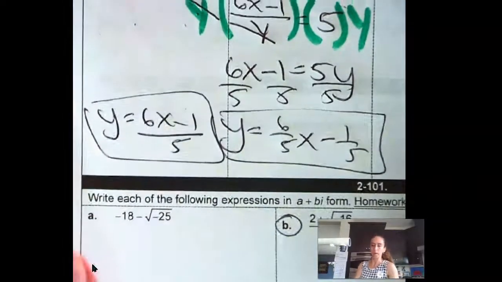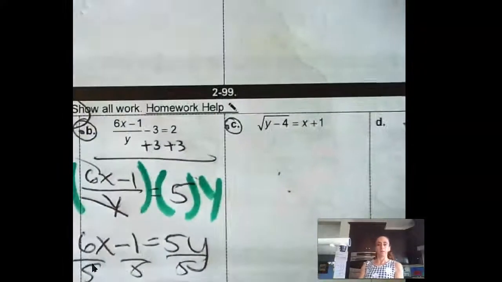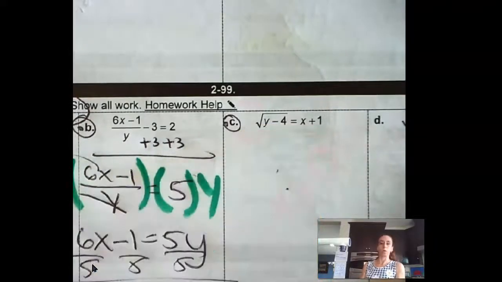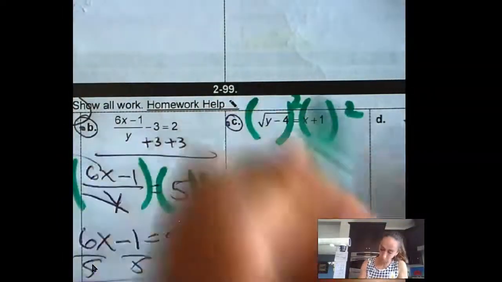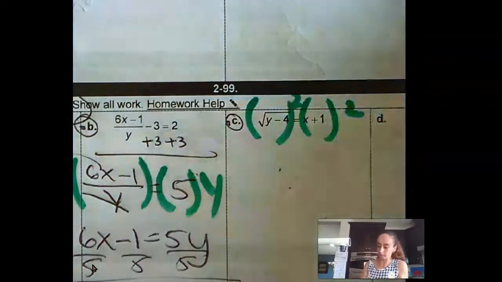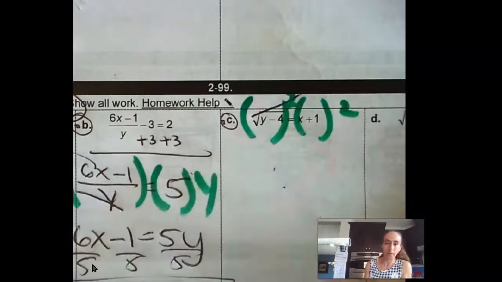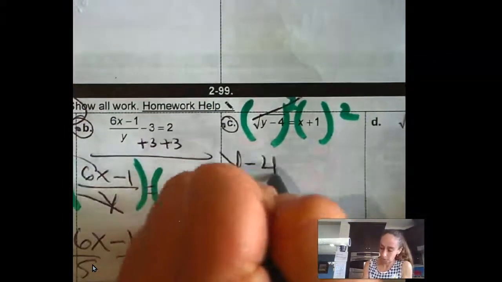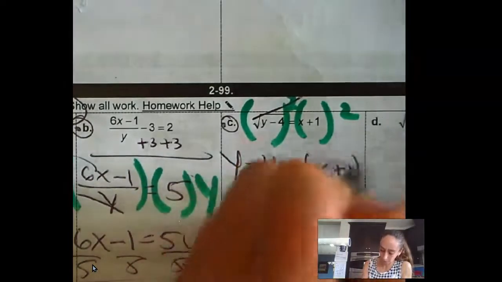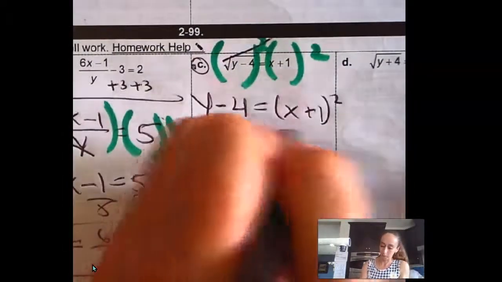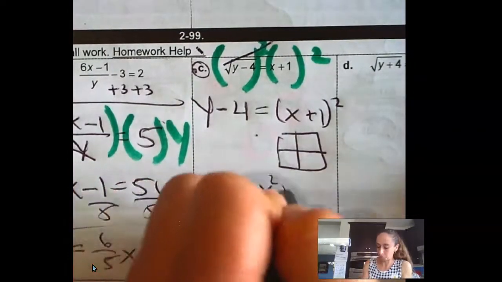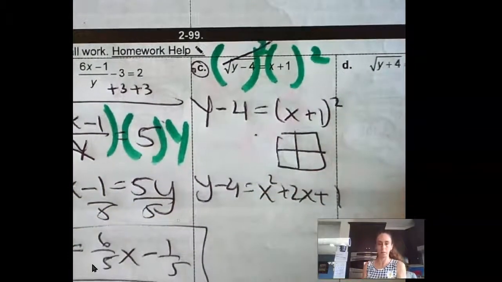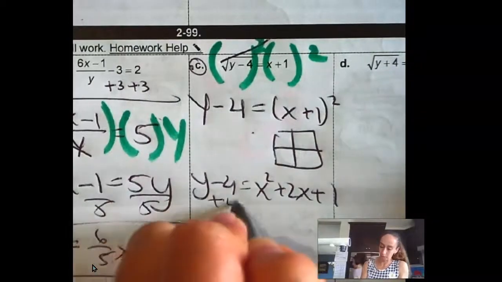All right. This one. If I want to get the y by itself, that square root's got to go away. How do we get rid of square roots? You do the inverse, which is square. Square. So what happens to this square and this square root? They cancel. Y minus 4 equals x plus 1 squared. You would box this out, and you would get y minus 4 equals x squared plus 2x plus 1. And now to get y by itself, add 4.